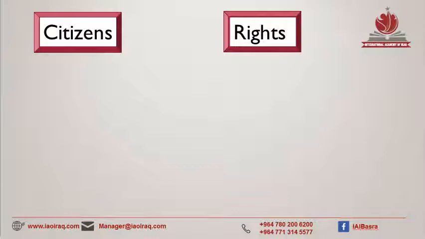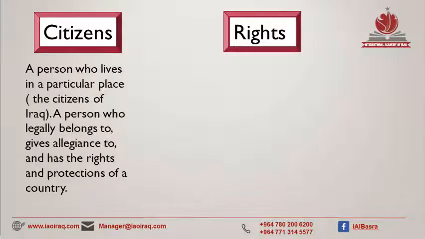So before we carry on, let's take a quick look at citizens and rights. So let's look at them separately. What is citizens? What does it mean to be a citizen? So basically, a citizen is a person who lives in a particular place, the citizens of Iraq. But more so, it means a person who legally belongs to, gives allegiance to, and has the rights and protection of a country. So if you are born in Iraq, you are a citizen of Iraq. If you have an Iraqi passport and that kind of stuff, you are a citizen of Iraq.